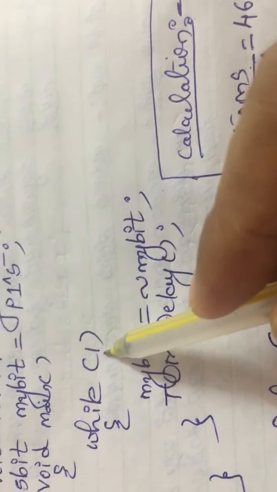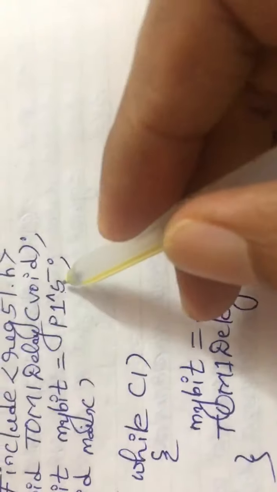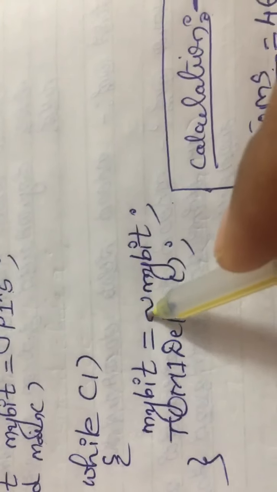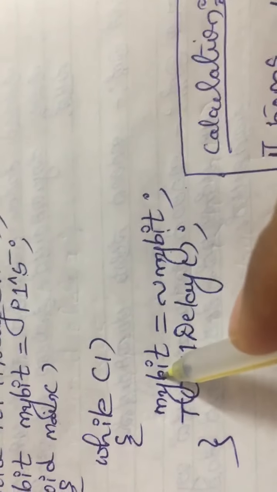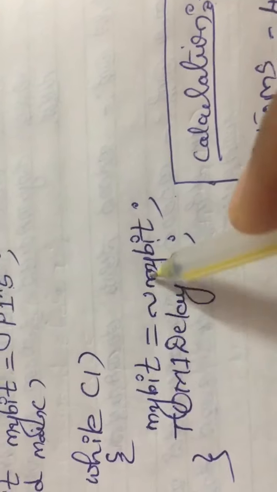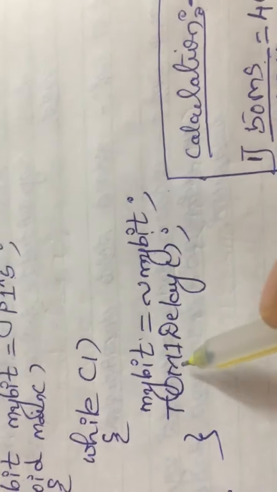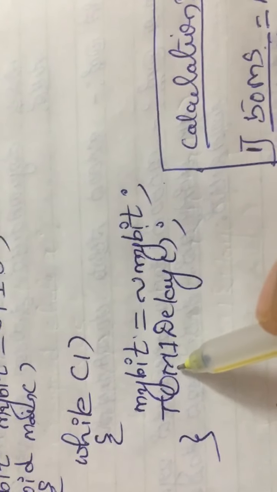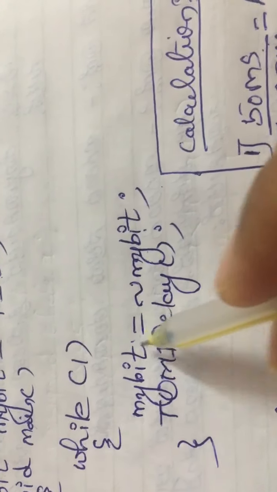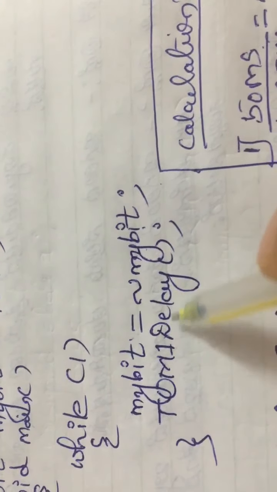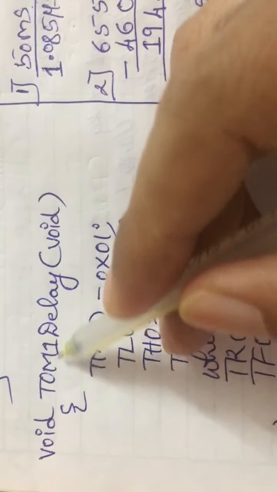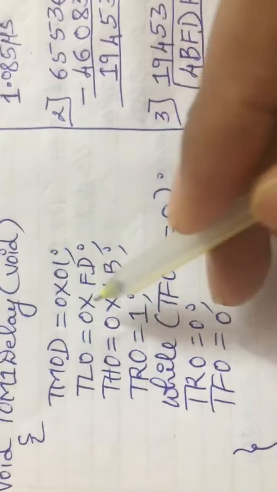Then start with the main program, start with the while loop. We are toggling that particular bit, so I am using the negation of mybit given to mybit. This is done once. Then call the delay. When I call T0M1Delay, it will jump to the T0M1Delay function. Here we need to start up the timer.